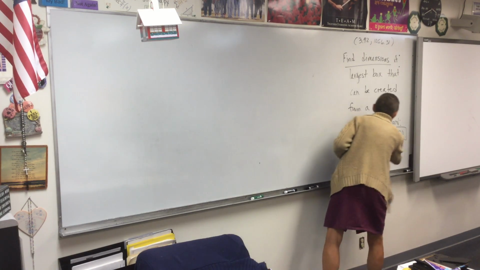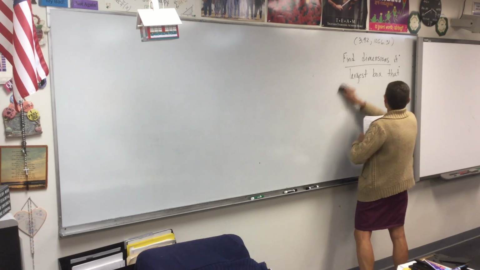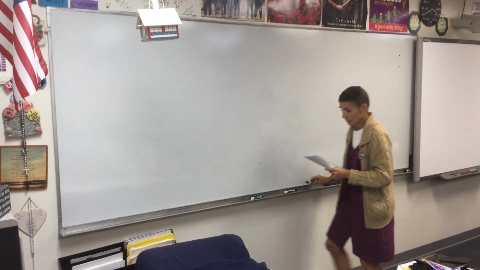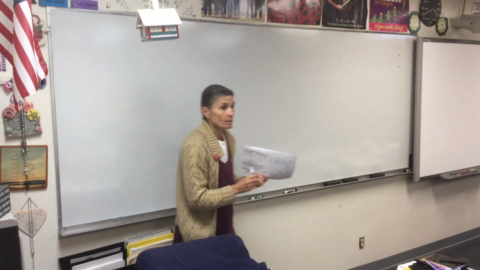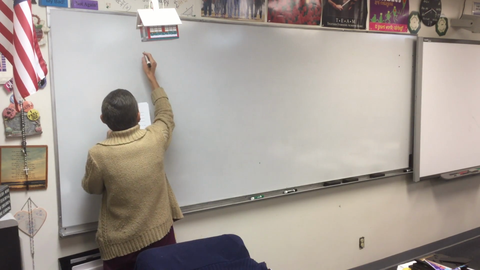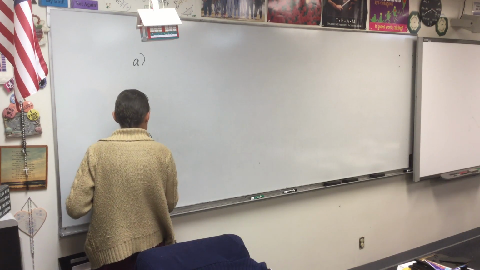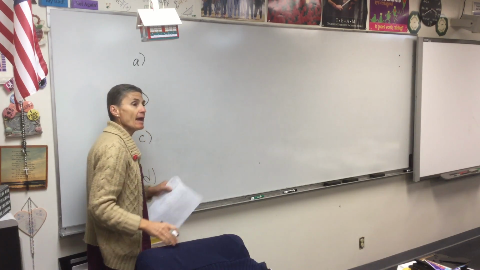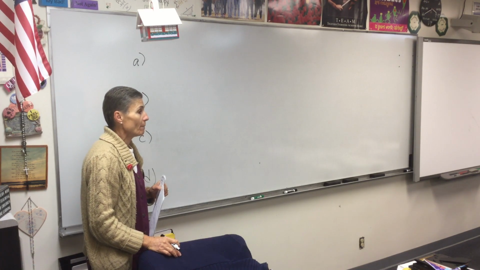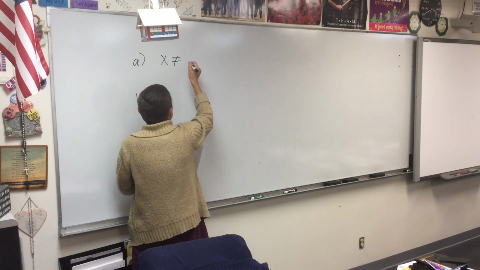What are the 2 things I have to be on the lookout for when I do domains? Hold on. The denominator. The denominator can't be 0. So I am looking at problems A, B, C, and D. A has a denominator. So what do I know about X? X cannot equal 6.